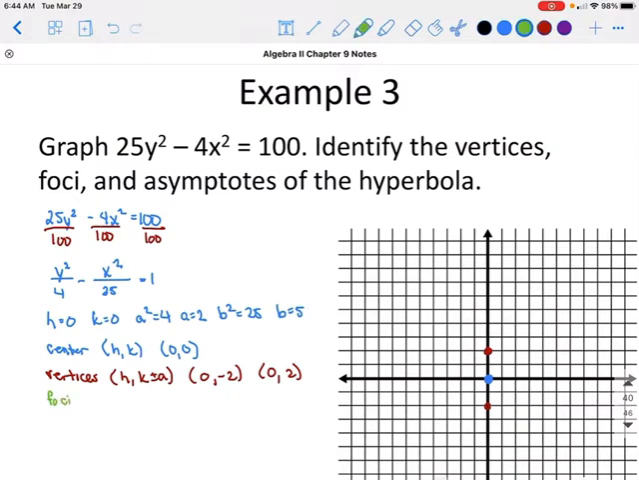To find our foci, we're going to do h and k plus or minus c, but again, we have to find our c first, so it's a squared plus b squared, which is going to give us 4 plus 25, which is radical 29. So this is going to be 0, and k minus c will give us negative radical 29. And then we have 0 and k plus c will give us a positive radical 29. So it's going to be a little bit more than 5, but not up to 6.